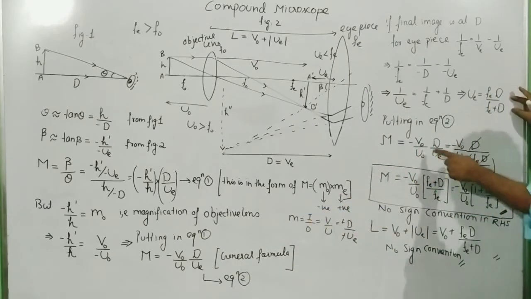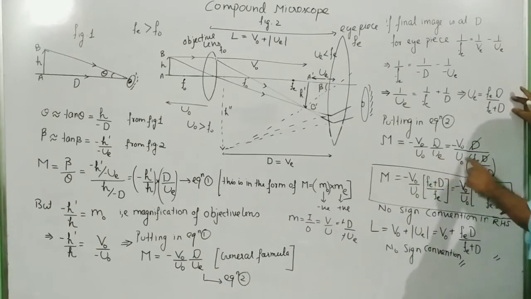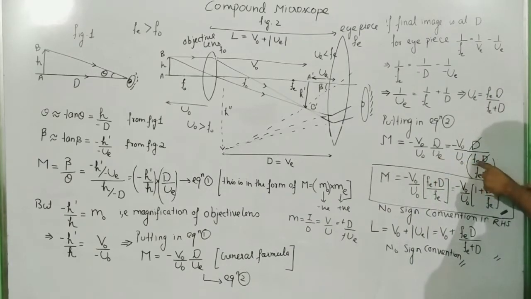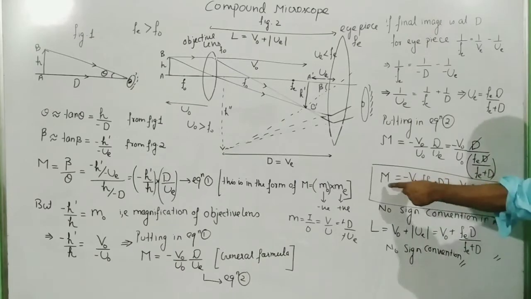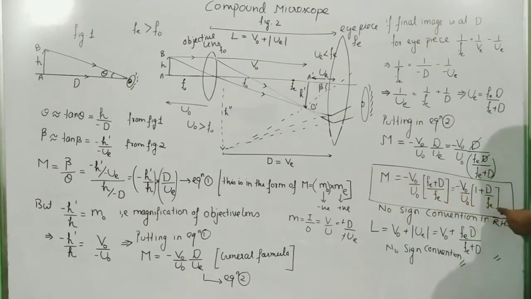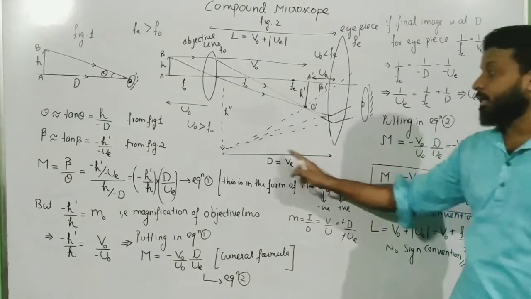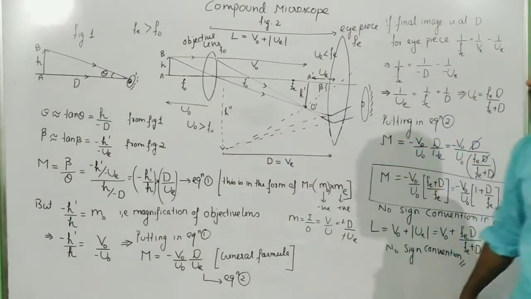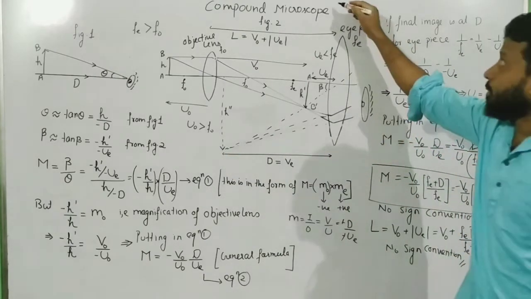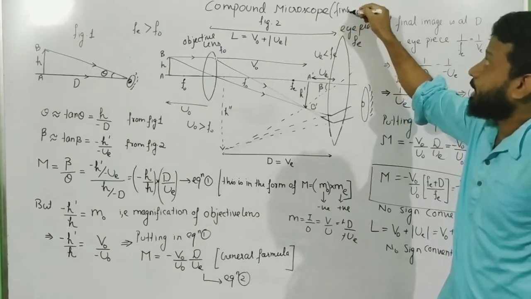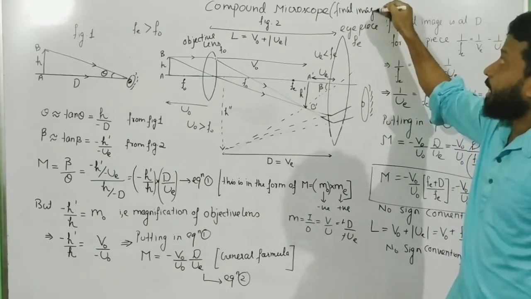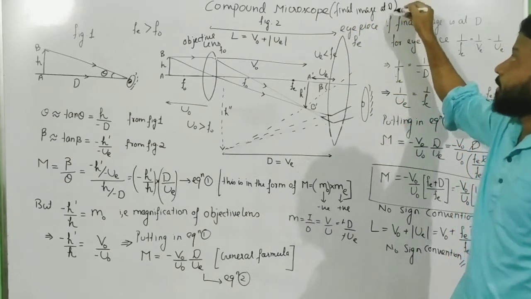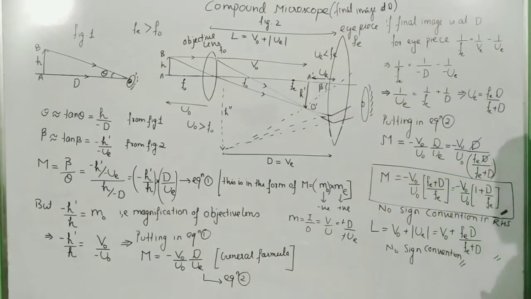Now if I put that in the general formula over here, this is UE, so I am putting this value over here. So FE D by FE plus D, D gets cancelled out, and then if you rearrange the term, this is what you will get as final expression. This is the formula for magnification produced by a compound microscope when the final image is at D. Okay? Please make a note here. Final image at D. Okay? So this is what we are discussing.